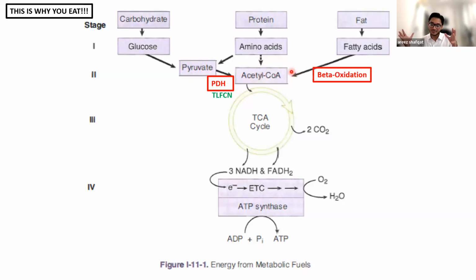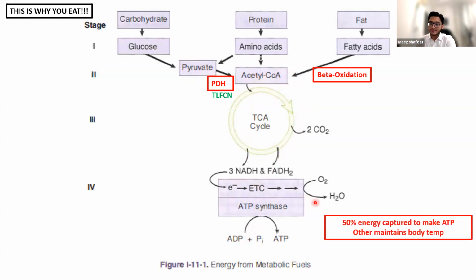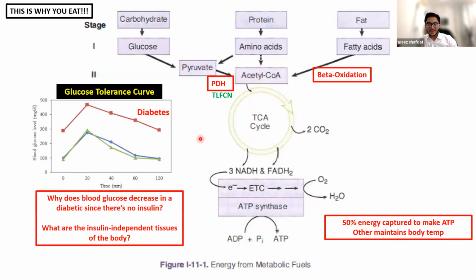So as you can see, all of the food that you eat, the macronutrients that you ingest, all of them funnel into acetyl-CoA, which is used in the electron transport chain and the TCA cycle to generate ATP. So this is why you eat, okay? Now, 50% of the energy in the electron transport chain is used to make ATP, the other maintains body temperature. How we will transition into discussing regulation is by this curve here.